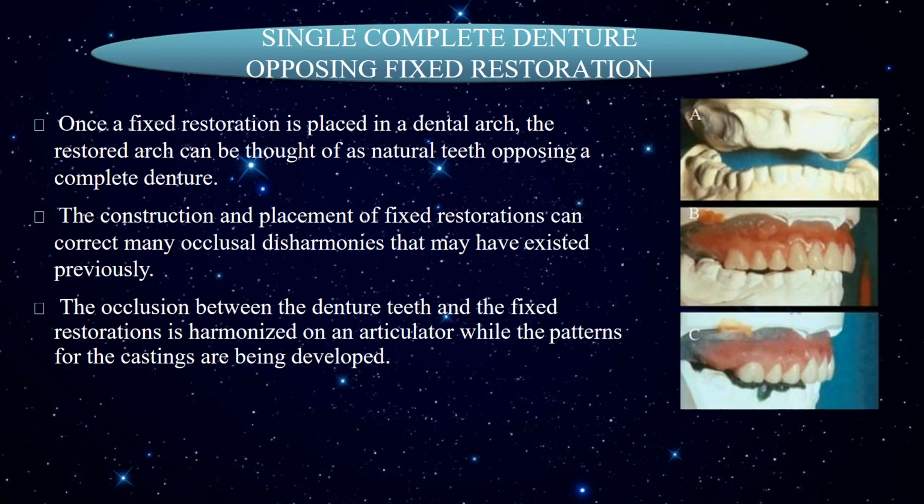Now, when a single complete denture opposes a fixed restoration, the restored arch is considered as natural teeth. So, for making a maxillary complete denture where the lower has fixed crowns or bridges, the opposing dentition is considered a restored arch or natural dentition, and the arch in which we are making the denture is considered an edentulous arch. First of all, we have to make the occlusal scheme of the fixed partial denture in such a way that it harmonizes with the various balancing curves like curve of Spee, curve of Wilson, curve of Monson, Pleasure's curve, etc.